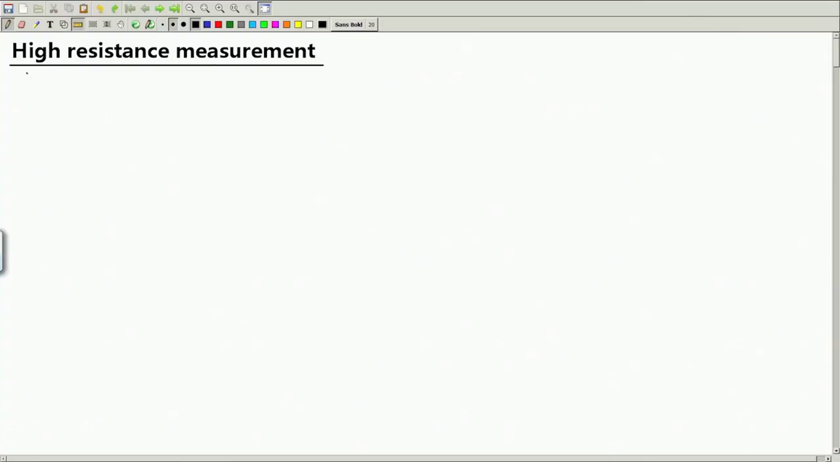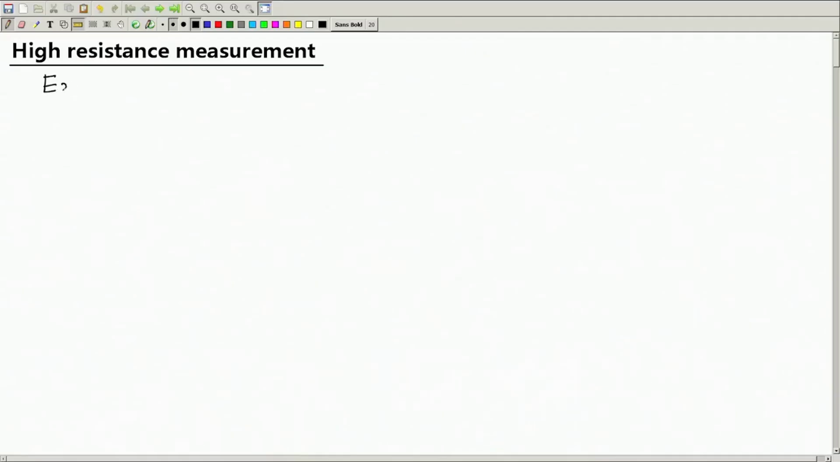terminal resistance. Today in this class, we are going to see what problems we may encounter when we are measuring a high resistance. Okay. So, high means very high, it could be several mega ohms or even higher, and a particular example of this is measurement of insulation resistance.